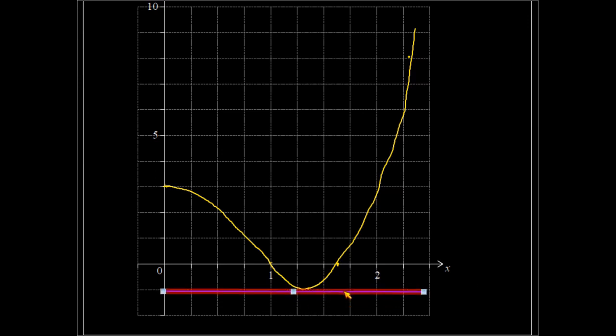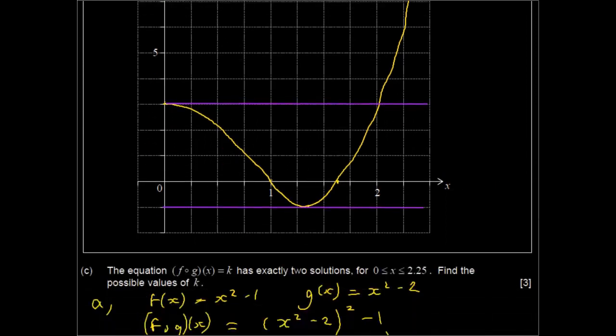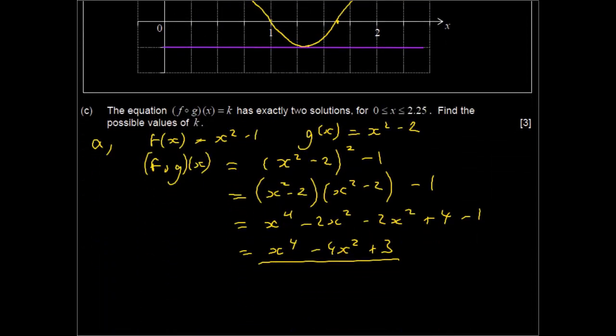So what we're looking for is values of k between that purple line there and that purple line there. So anywhere between these two values, any horizontal line that I draw would cut the curve twice, so the value of k would have two values. So we could see on the axis here, k would be between minus 1 and 3. So anywhere of those would cut the curve at two points, so that would be the answer. So for part C, k would be between minus 1 and 3 to give two solutions for possible values of k.